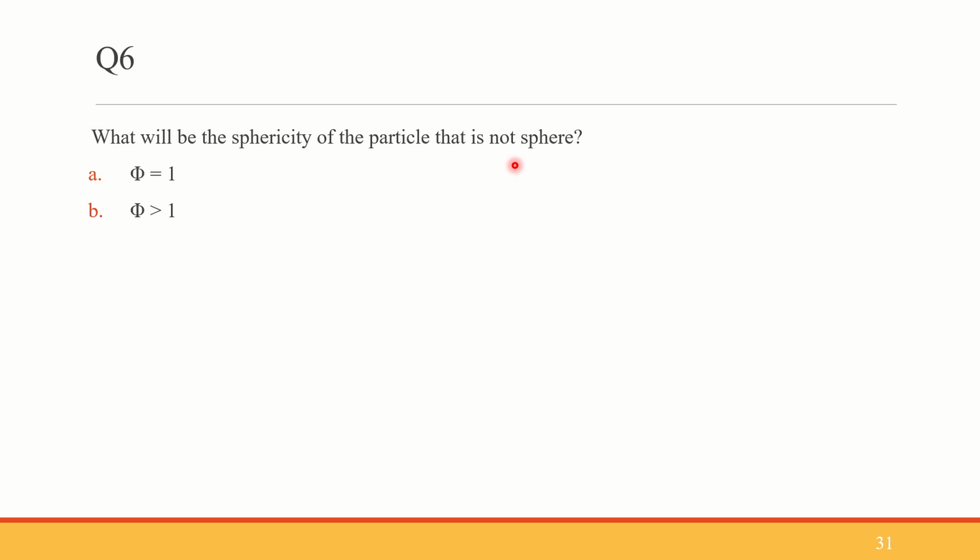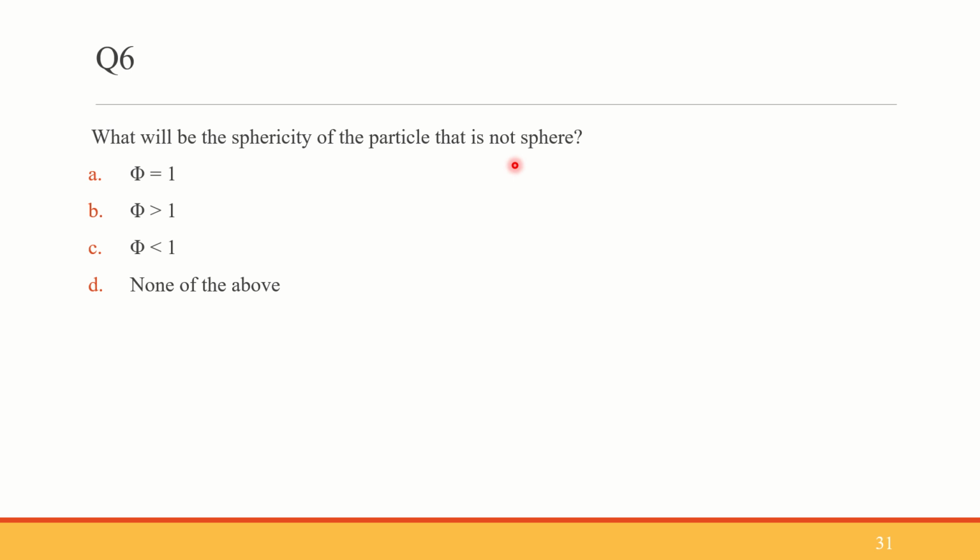Question 6, it is about what will be the sphericity of the particle that is not a sphere. Option A, phi is equal to 1. Option B, phi greater than 1. Option C, phi less than 1. Option D, none of the above.